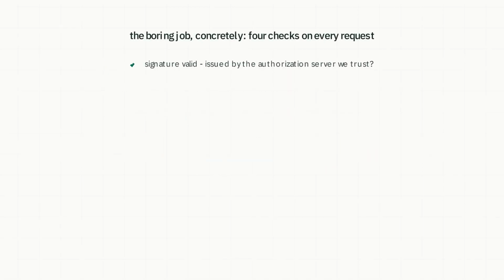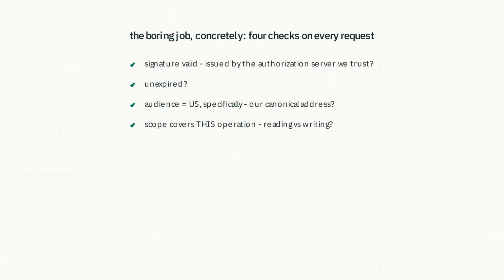What does the boring job look like concretely? 4 checks on every request. Is the token's signature valid, issued by the authorization server we trust? Is it unexpired? Is its audience us, specifically our canonical address? And does its scope cover this operation, reading versus writing? Pass all 4, serve the request.